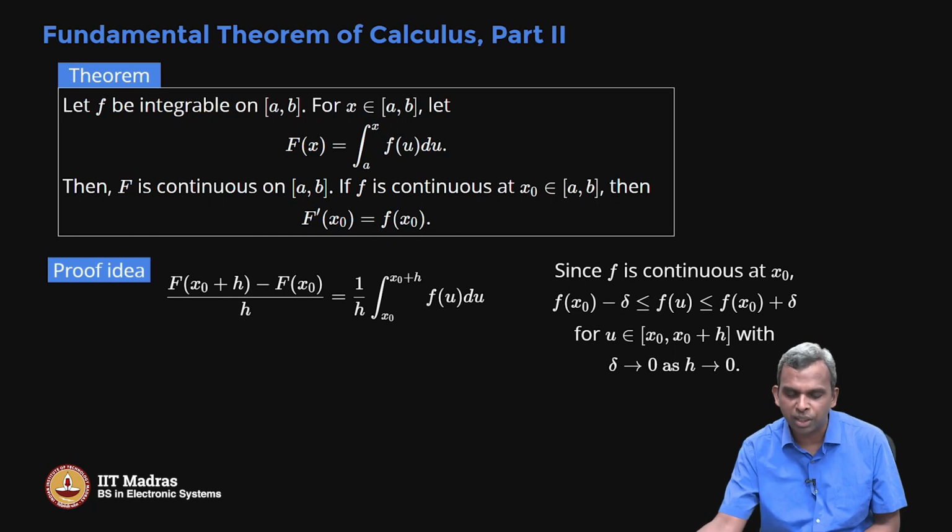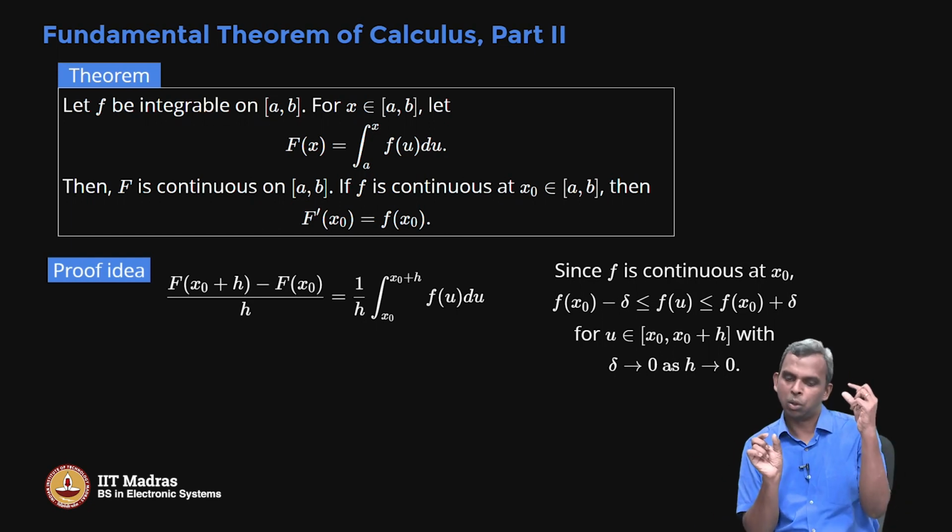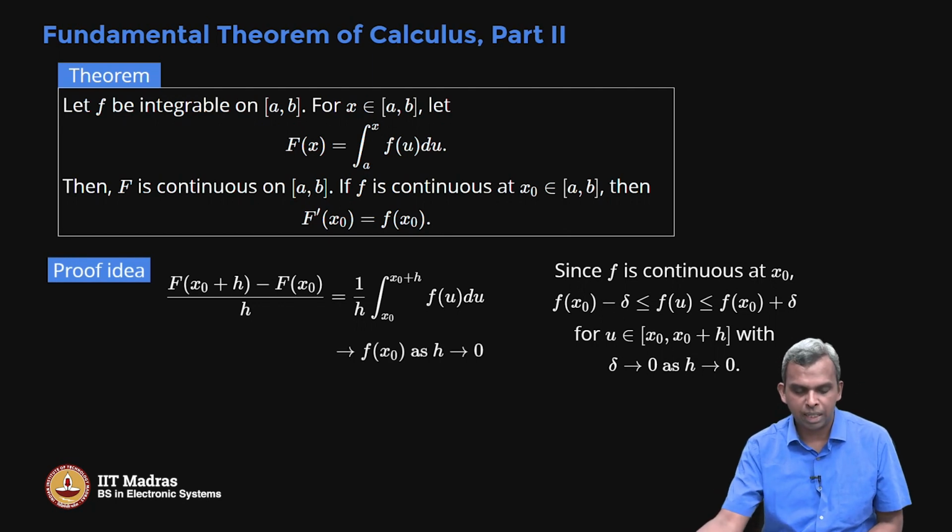That's all you have to use here. If I come with a u inside this interval and my h is tending to 0, then my f of u will also come close to f of x naught within some delta, and that delta will also tend to 0. That's what this continuity means. You come close to x naught, you will be close to f of x naught. So that's the idea. Once you see that, this will tend to f of x naught times h, and h will cancel, and you will get f of x naught as h tends to 0.